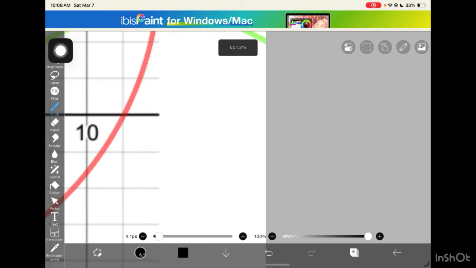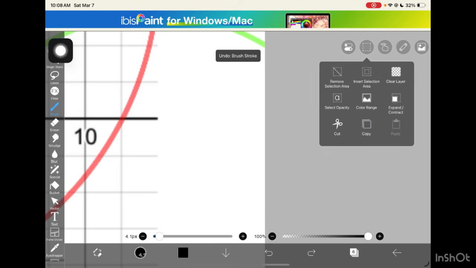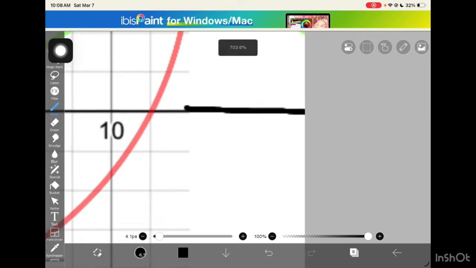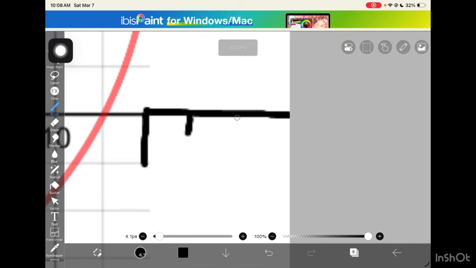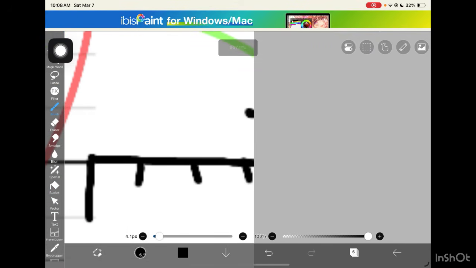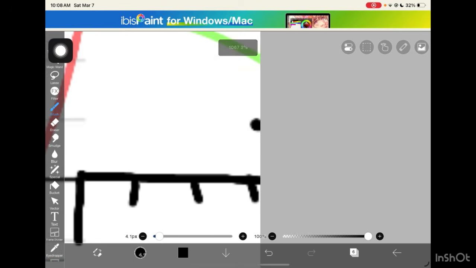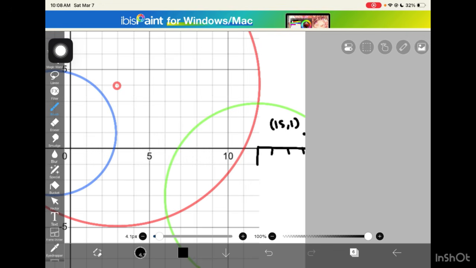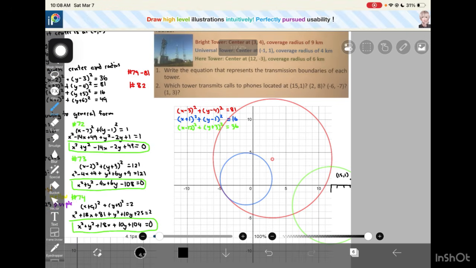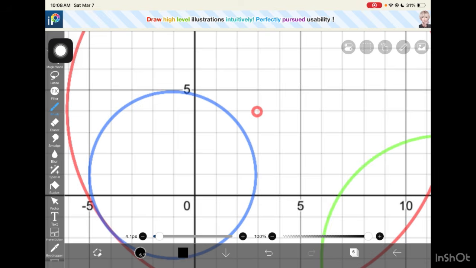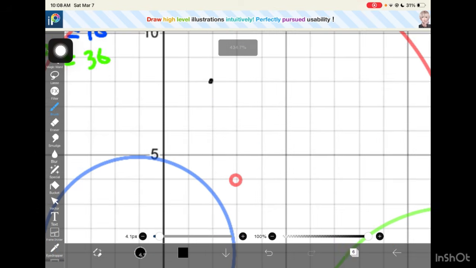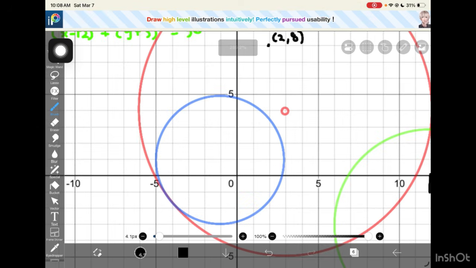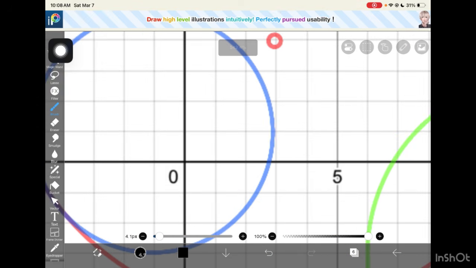So let's turn off our tool. So 12, 13, 14, 15, and then 1. So that's clearly still in the green zone. That's 15.1. Then 2.8. 2.8, so it's 1.2. Then here. And then for 1.3, 1, and then 3.